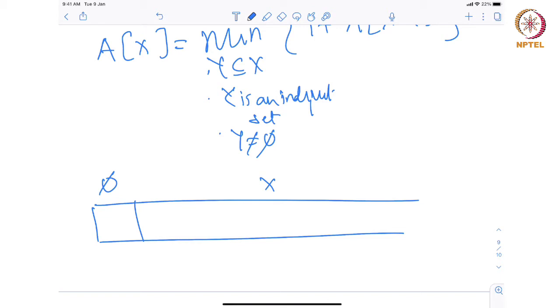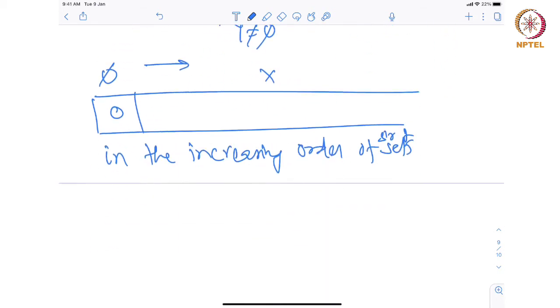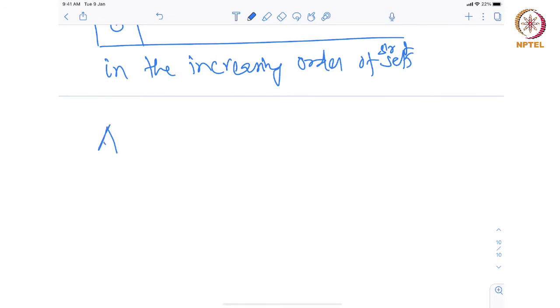And you fill this up in the increasing order of size of sets. So you first fill up the 0 size set, then 1 size sets, then 2 size sets, then 3 size, and so on and so forth. A of phi is 0. Now, to evaluate A of x, how much time will it take?